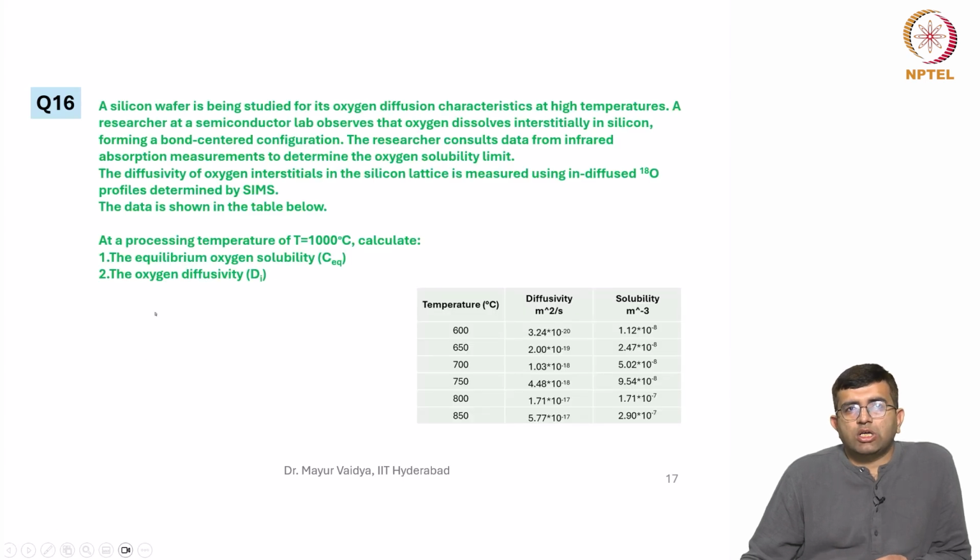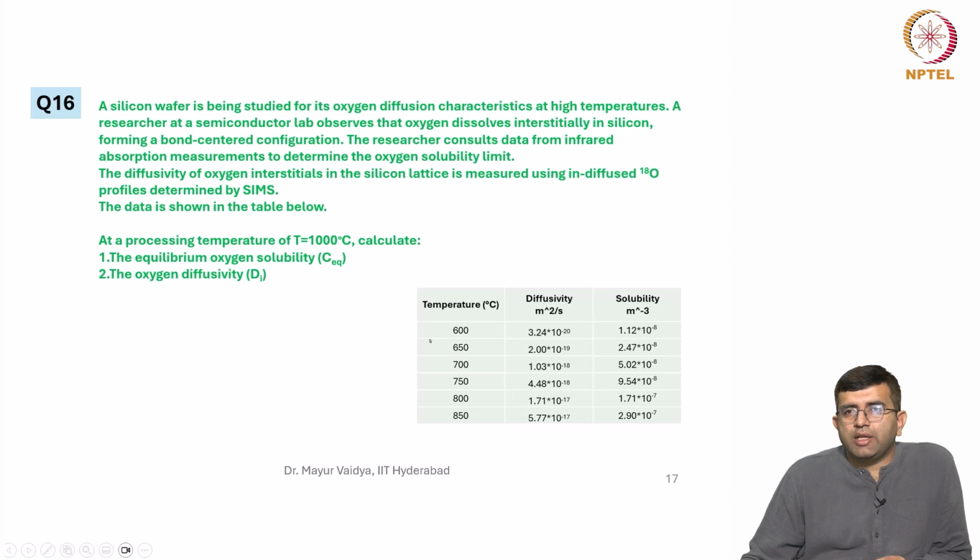Then we come to the last question for this tutorial. A silicon wafer is being studied for its oxygen diffusion characteristics at high temperatures. A researcher at a semiconductor lab observes that oxygen dissolves interstitially in silicon, forming a bond-centered configuration. The researcher consults data from infrared absorption measurements to determine the oxygen solubility limit. The diffusivity of oxygen interstitials in the silicon lattice is measured using in-diffused oxygen profiles, which are determined by SIMS. The data is shown below. At the processing temperature of 1000 degrees centigrade, calculate the equilibrium oxygen solubility and the oxygen diffusivity.